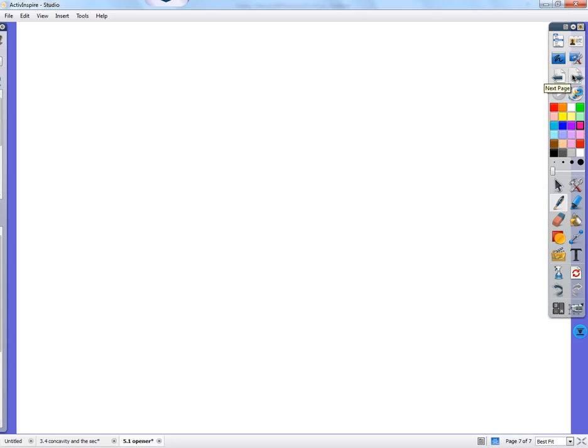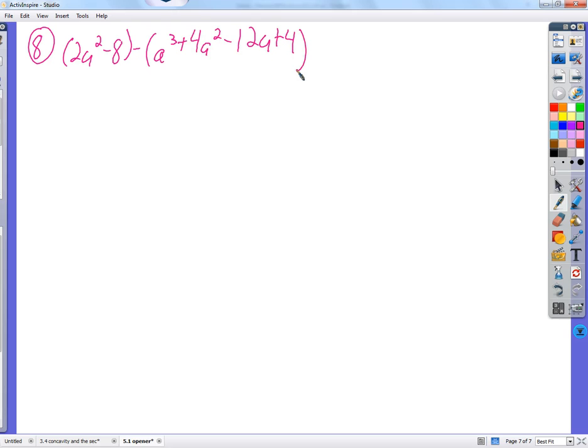Okay. We'll do another, and we'll go a little more into depth. It's almost as simple as just putting like terms together. We just can't quite do it yet. There's one thing we have to do before, which is distribute the negative. 2a squared minus 8 minus a cubed minus 4a squared plus 12a minus 4.